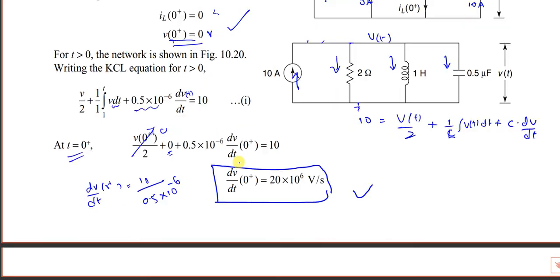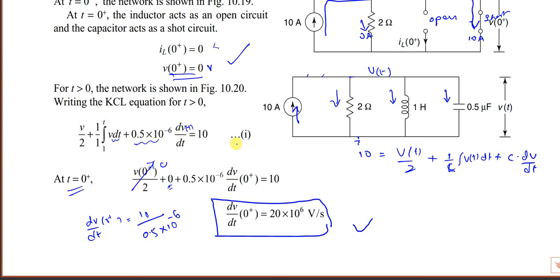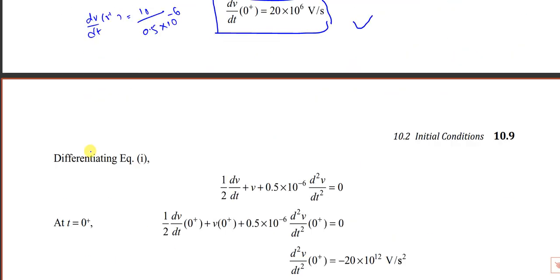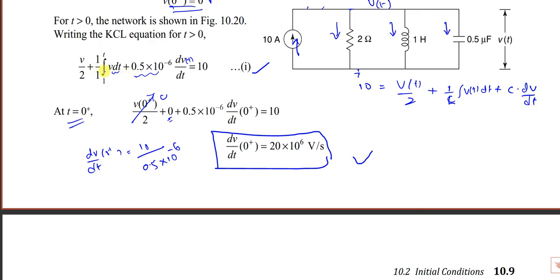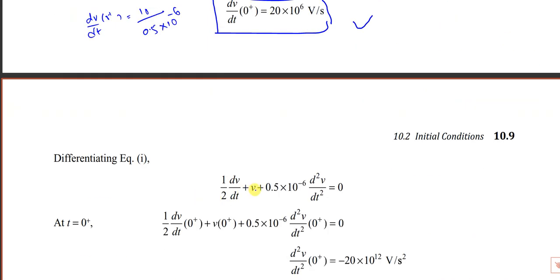So next we have to find out d²v by dt². So you have to differentiate this equation number 1 once again. So if you differentiate, v becomes dv by dt, half dv by dt, and wherever v is there now, you have to write v of t. Okay. And integral and differentiation will get cancelled, you will be left with only v of t.